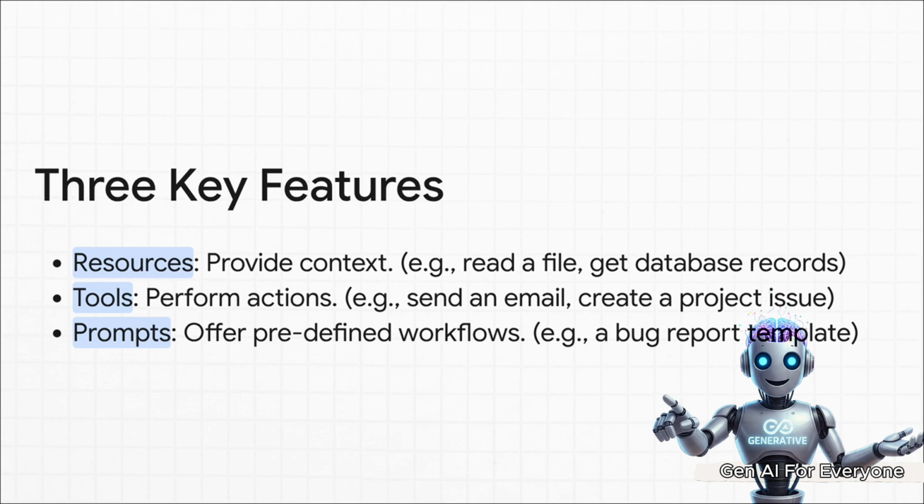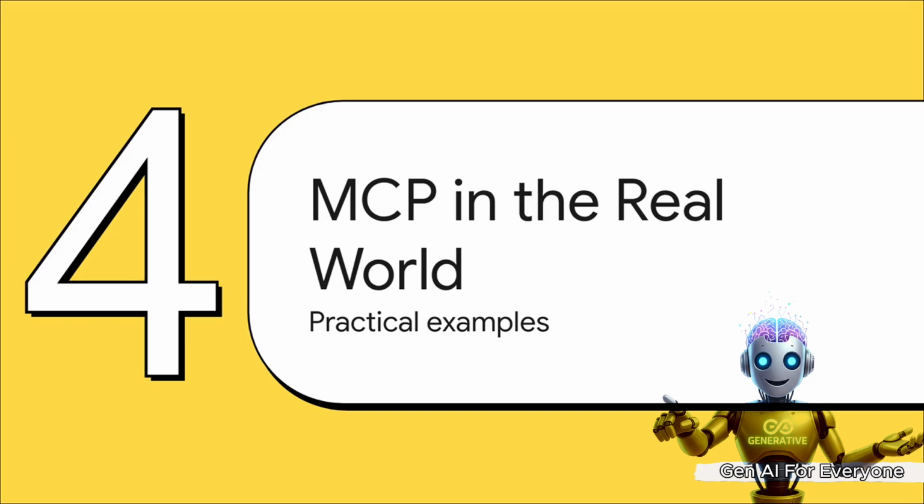Second, tools, which let the AI actually do things, like send an email. And third, prompts, which are basically just pre-made templates or shortcuts to make common tasks way easier. Okay, I know this all might sound a little bit theoretical, so let's look at what this actually lets you do. What kind of things can you really ask an MCP-enabled AI to do in the real world?